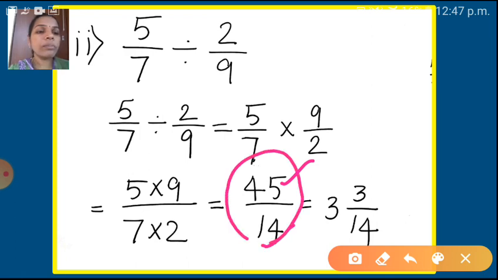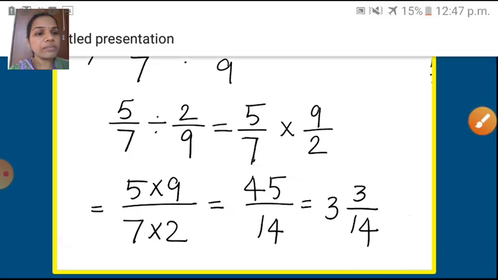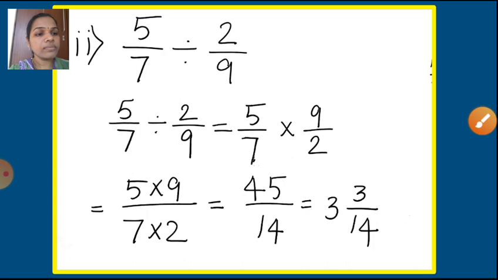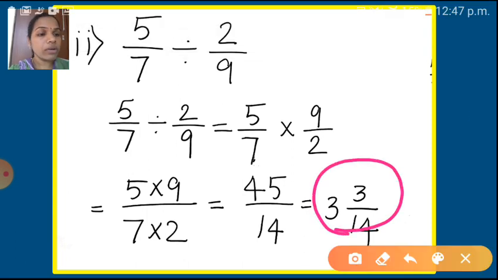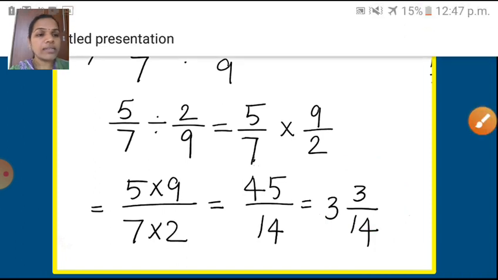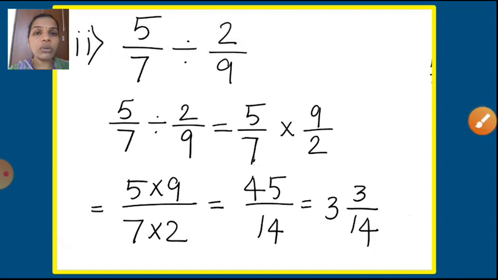This is an improper fraction, so I have converted it into a mixed number. 45, how many 14s are there? 3 14s are there, and a remainder of 3, upon 14. This is your final answer. So I hope you understood how we have to divide. Understood children?